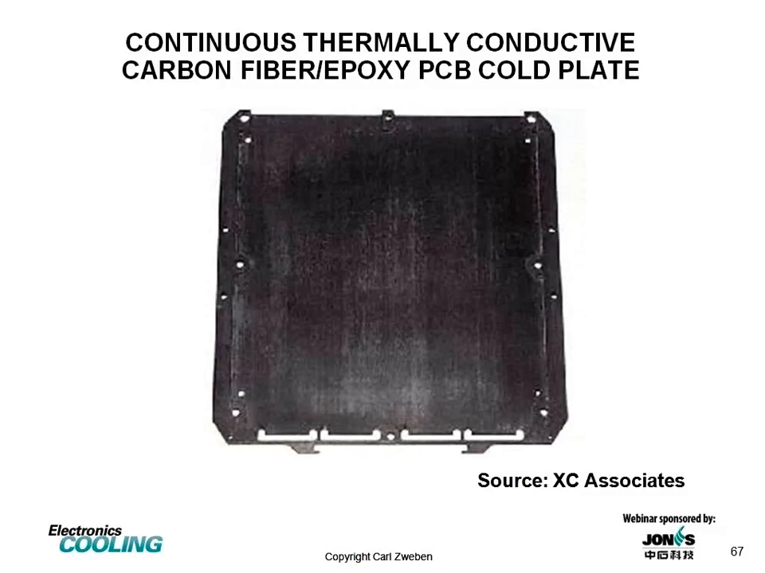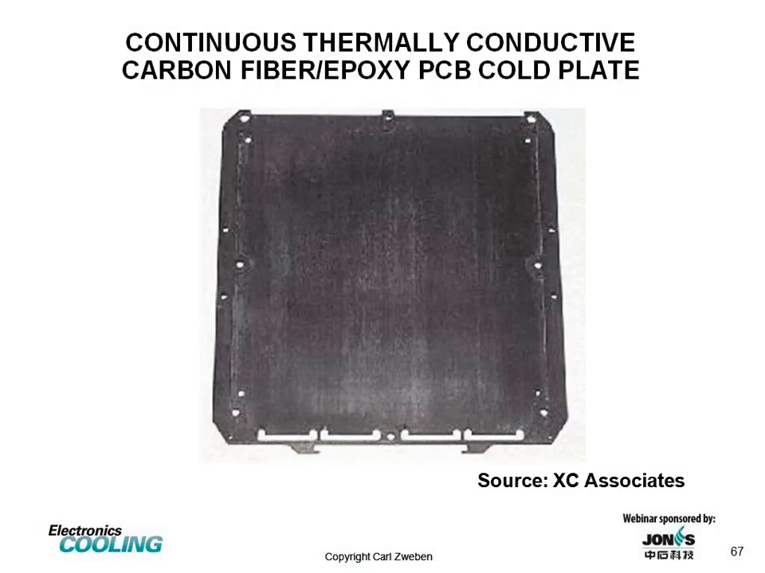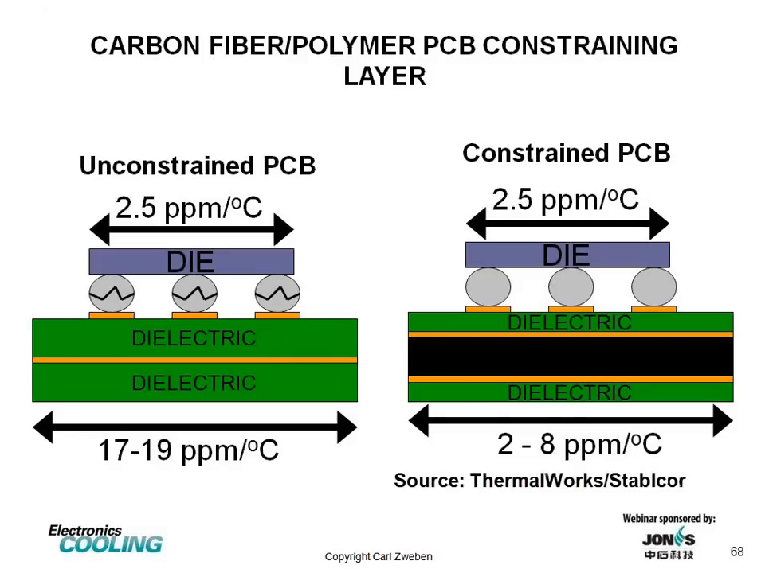Talked about thermally conductive carbon fibers. Here we have a printed circuit board cold plate, also called a printed circuit board thermal plane or heat sink, and it's made of an epoxy matrix reinforced with thermally conductive carbon fibers. So in addition to having high in-plane thermal conductivity and low CTE, this material also has a very high stiffness combined with low density.